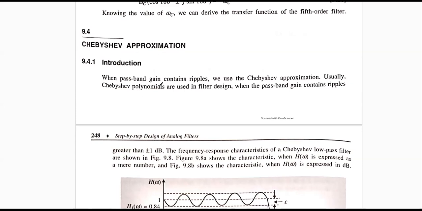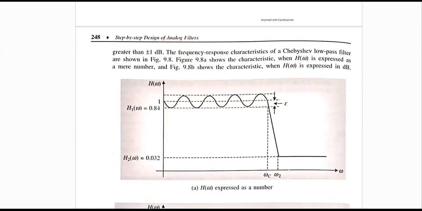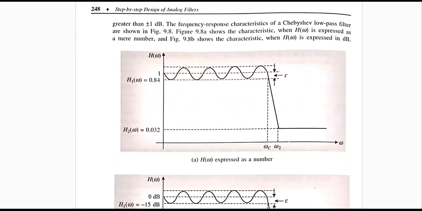When the pass band gain contains ripple, we use the Chebyshev approximation. Usually the Chebyshev polynomials are used in filter design when the pass band gain contains ripples, and the ripples are greater than plus or minus 1 dB.